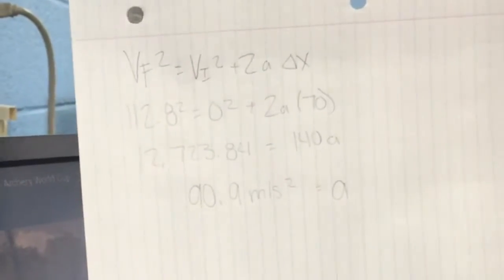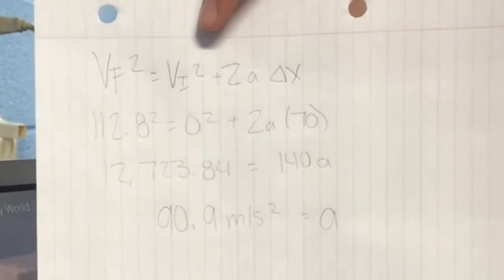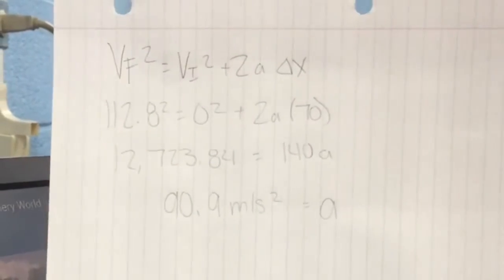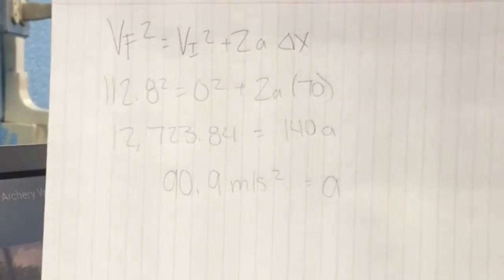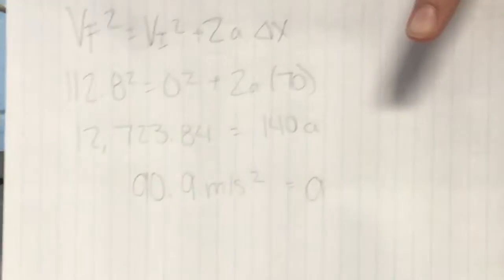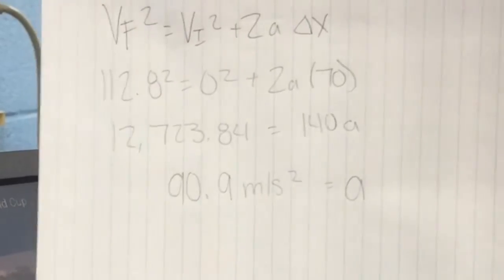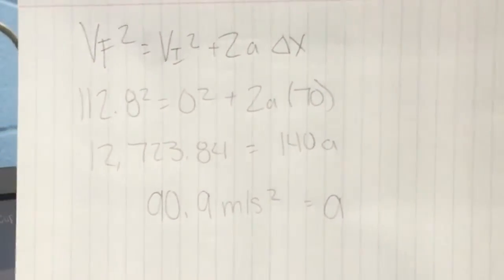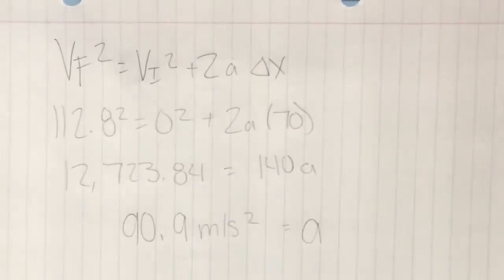Now that we have the final velocity, we can find the acceleration. We would use the formula VF squared equals VI squared plus 2A delta x. We would plug in the 112.8 as the VF, the 0 as VI, and the 70 as delta x. After combining the 2 and 70, you would get 140A, and doing the 112.8 squared, you'd get 12,723.84. So then you would divide both sides by 140 to get the acceleration of 90.9 meters per second squared.